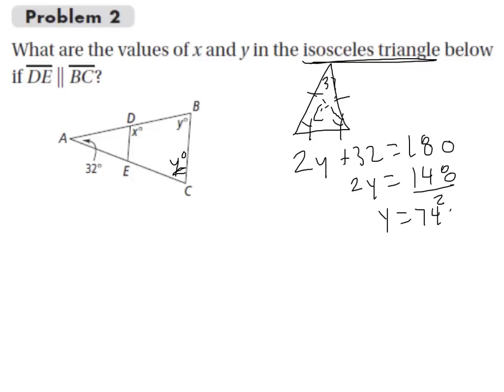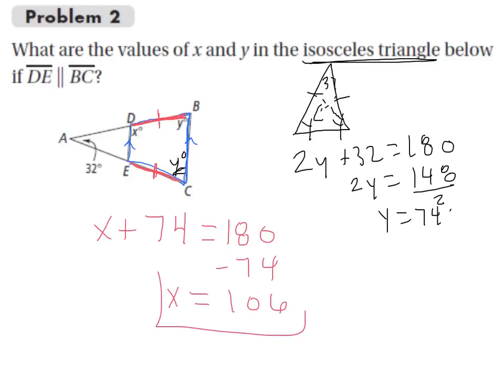In this picture, it's also telling me that DE is parallel to BC. So if I were to draw this out, this right here is a trapezoid. And since both x and y lie on the same leg, and this is an isosceles triangle, this is an isosceles trapezoid. So I know that x plus y, which is 74, is going to be equal to 180. If I subtract 74 from both sides, I get x is equal to 106. Those would be my two answers for this problem.